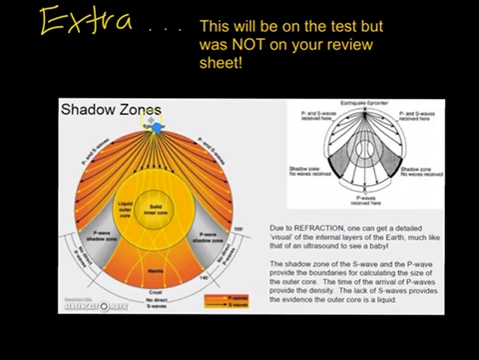If you look at the bottom right where it's got a bunch of words, it says, due to refraction, one can get a detailed visual of the internal layers of the Earth, much like that of an ultrasound to see a baby. The shadow zone of the S wave and P wave provide the boundaries for calculating the size of the outer core. The time of the arrival of P waves proved the density. The lack of S waves provides evidence that the outer core is a liquid.